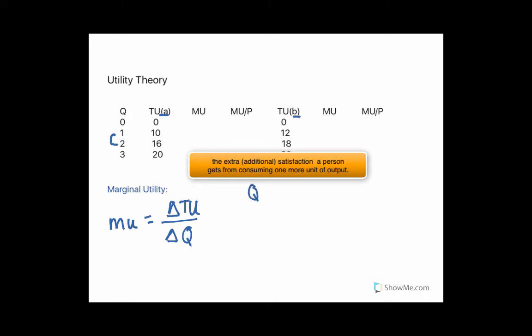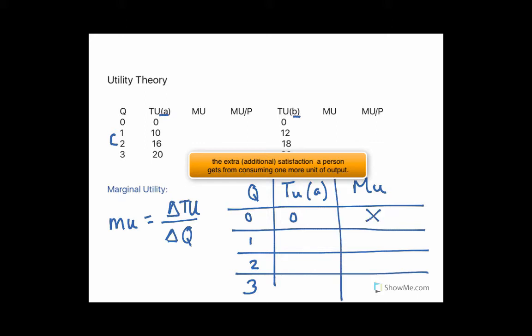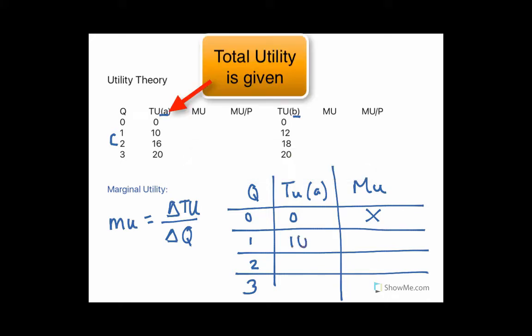I'm going to redraw the chart below so we have more room to do the math. So to start, at a quantity of 0, total utility is 0. So marginal utility is going to be nothing because it just doesn't apply at 0. At a quantity of 1, total utility is 10.